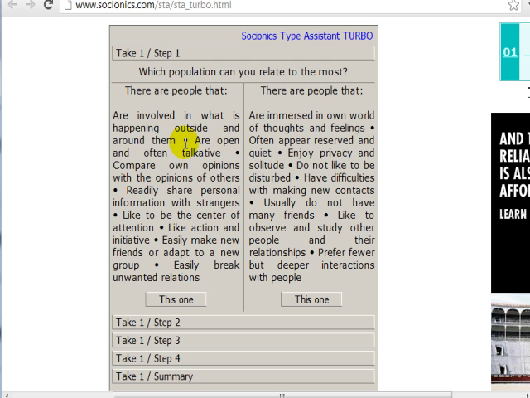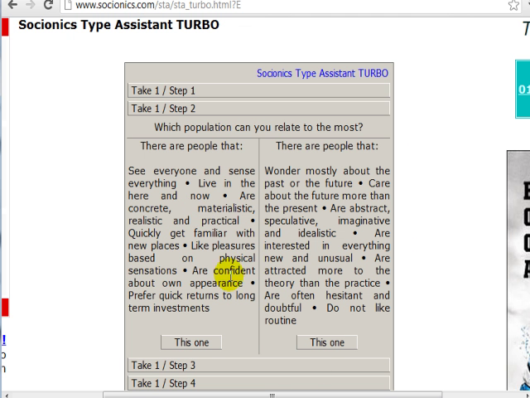So this is extroversion and this is introversion. There's nothing wrong with being an extrovert or introvert, whatever. It's just we're all different. And the beauty of that is that that's great. If we were all the same, it would be terrible. So pick one. I'm going to pick this one. This section here are people that tend to sense.